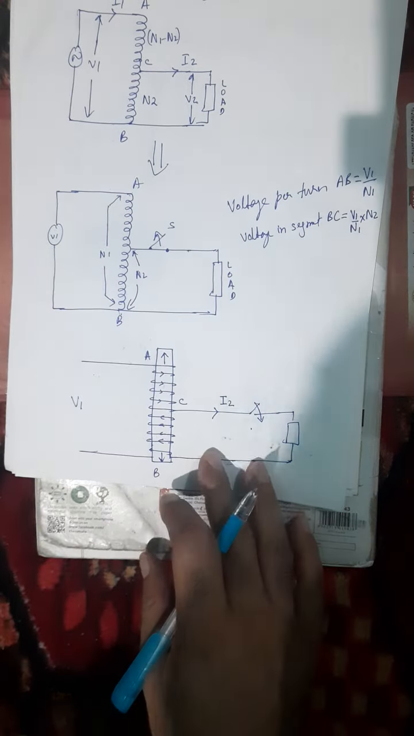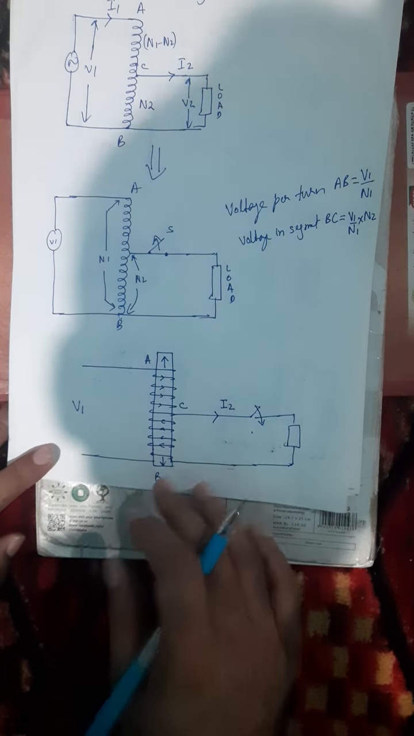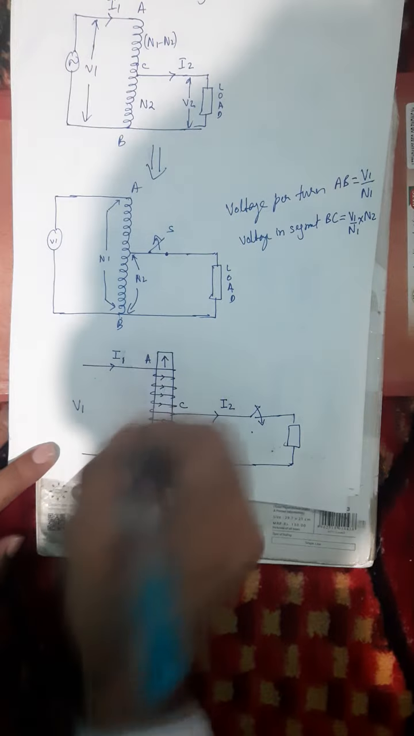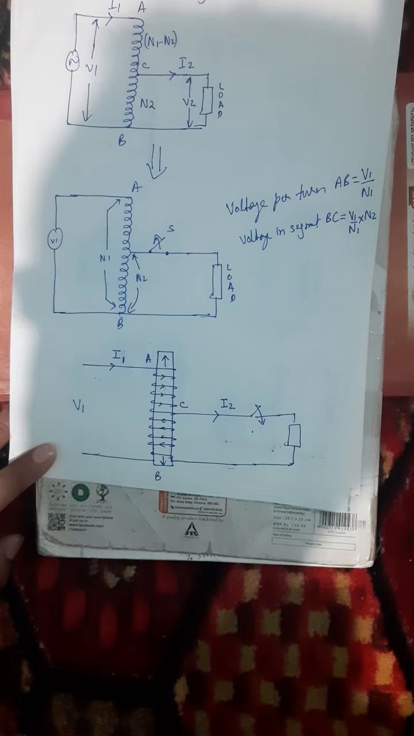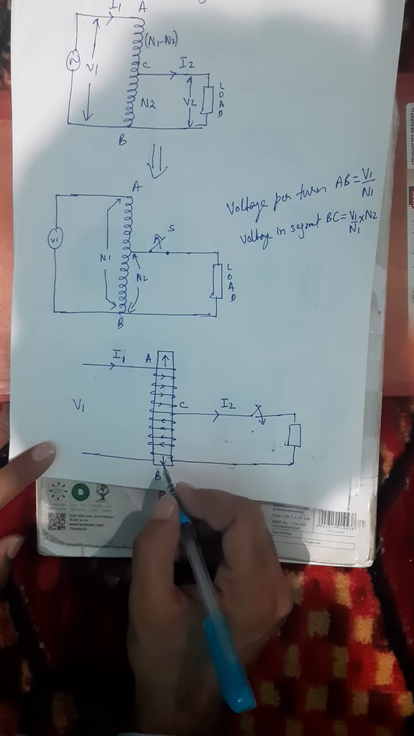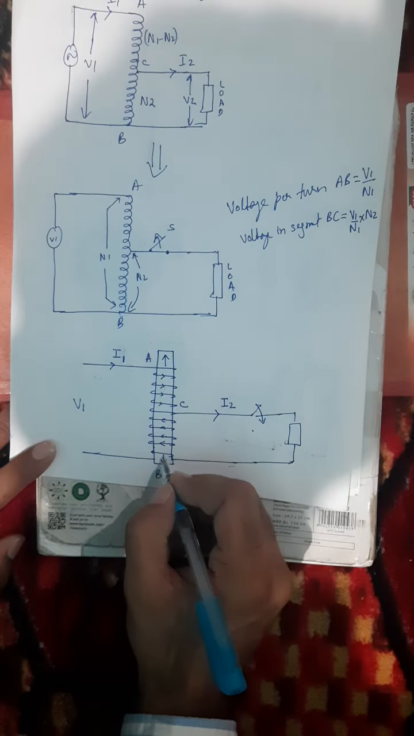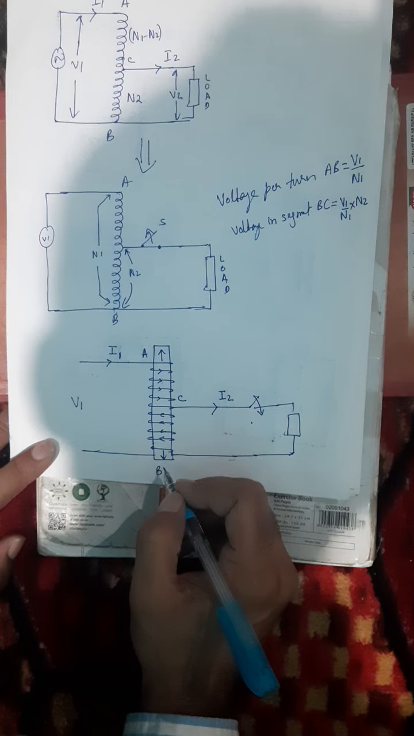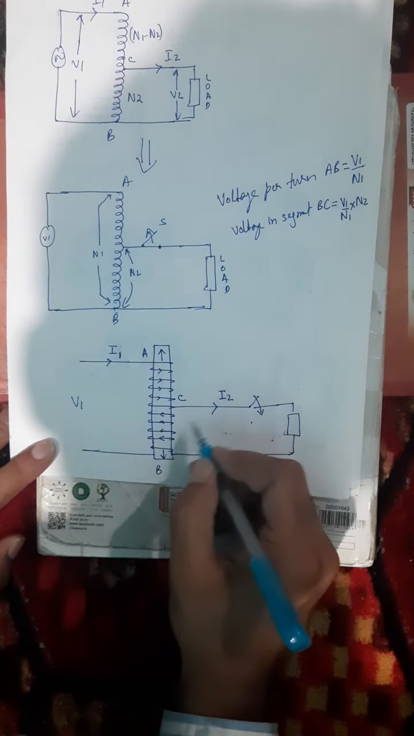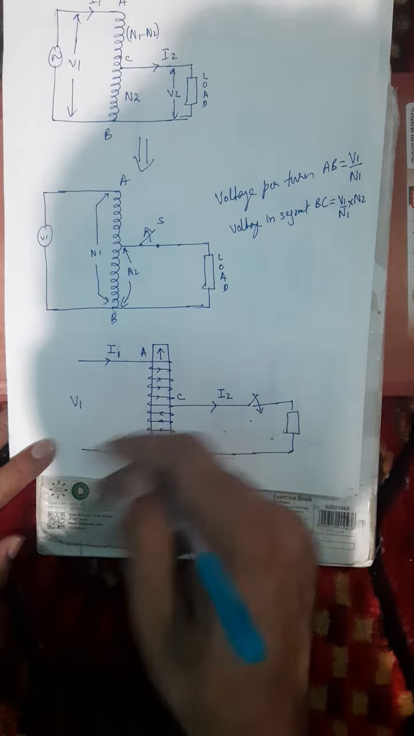Since we are saying that the transformer is a constant flux machine, in order to maintain the flux constant, the transformer will draw additional current I1 from the source in order to neutralize the MMF that is produced by the current I2 in the winding BC. So an additional current is drawn by the transformer from the source, so that the effect of this current I2, that is the flux I2 is producing in the winding BC, is neutralized.